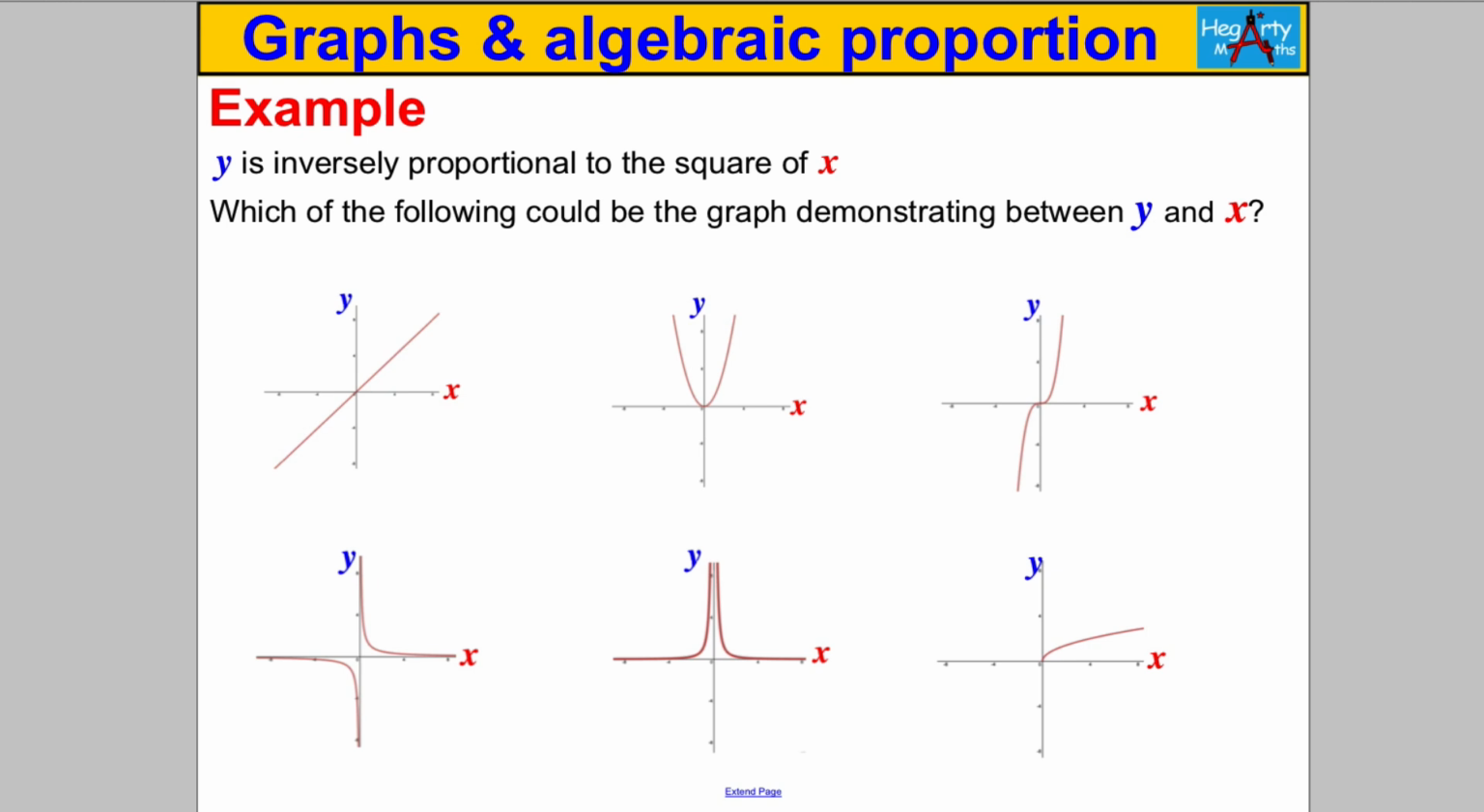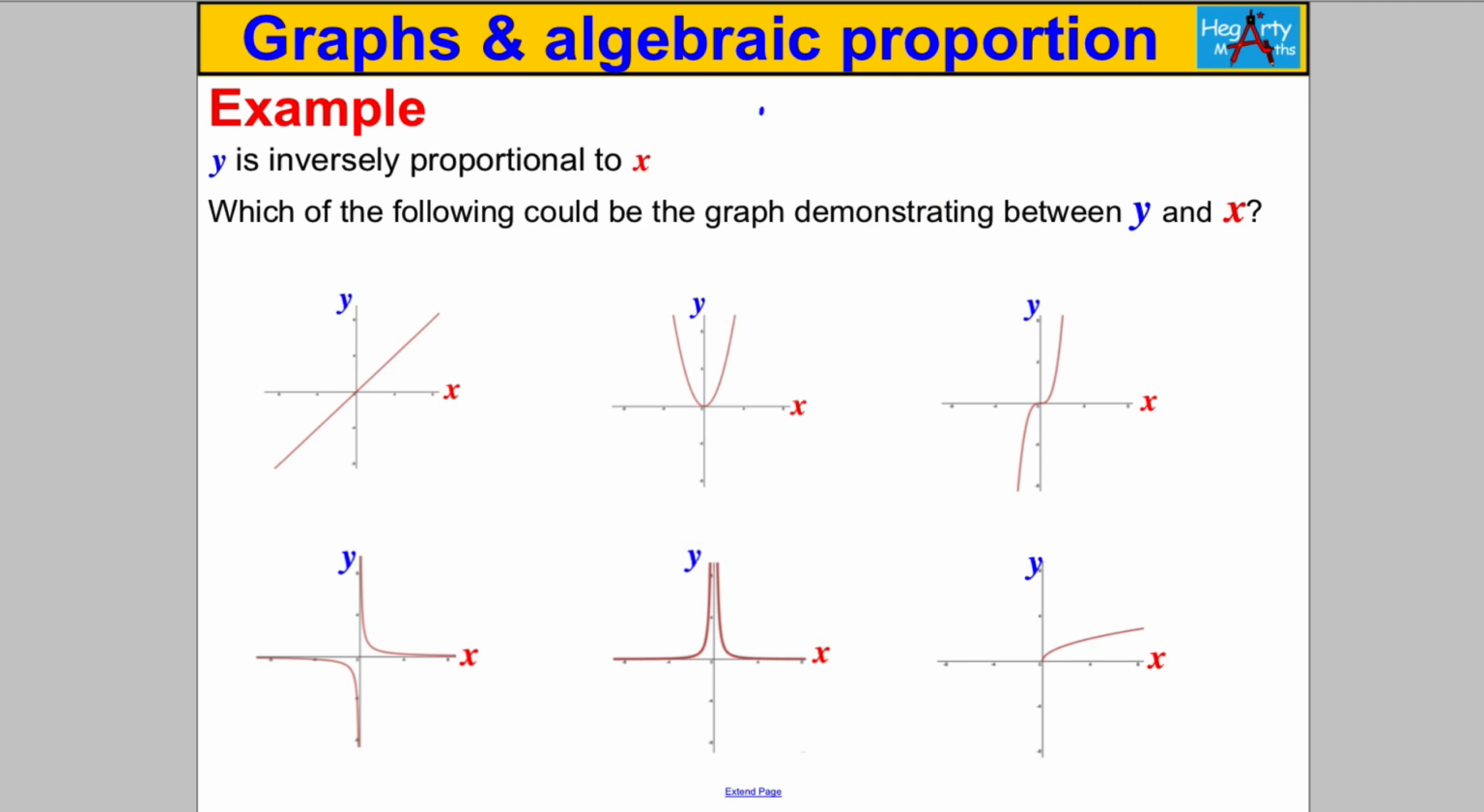y is inversely proportional to the square of x. So we should be able to state from this one y is inversely proportional to 1 over x squared. y is therefore equal to k over x squared, and I've just shown you what that graph looks like. That graph there, it looks like this. Next one.